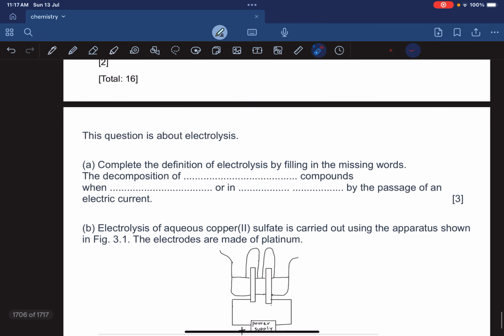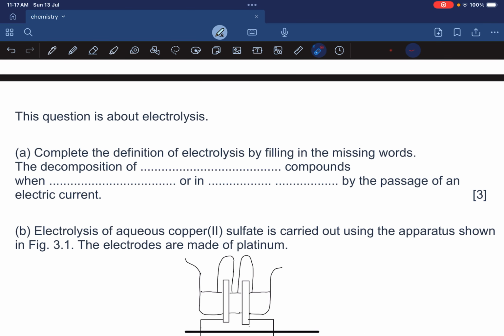Okay, moving on to the next one. This question is about electrolysis. Complete the definition of electrolysis by filling in the missing words. Over here some words are missing, and we have to fill them. The decomposition of dash compounds. You should know the exact definition of electrolysis from the syllabus.